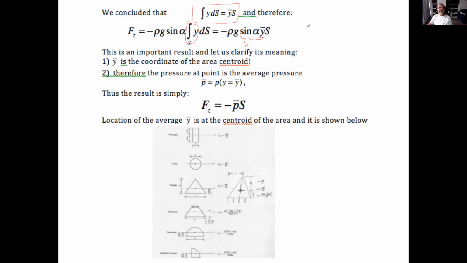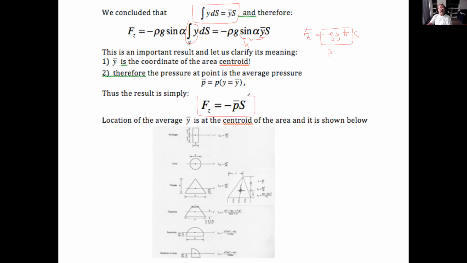So I can say that Fz equals minus rho G and H average, which is the pressure, times the area. This is basically, we call it P average. It's the average pressure at the centroid of the area. Okay? So instead of all these integrals, our result is very, very simple.